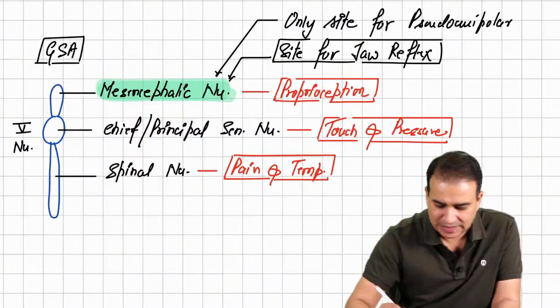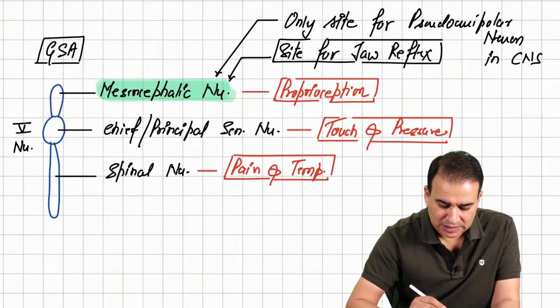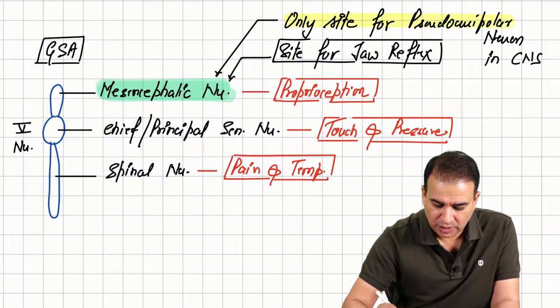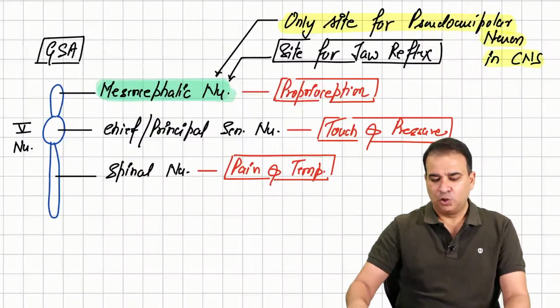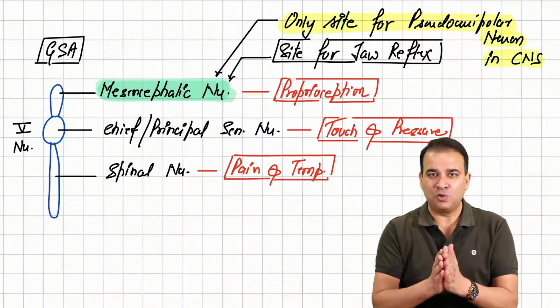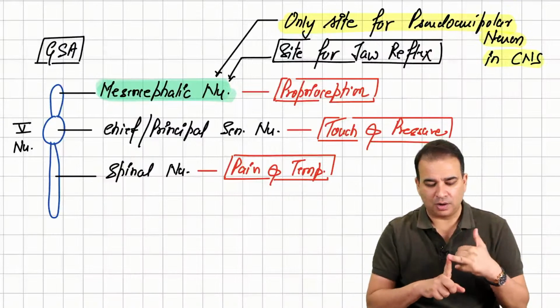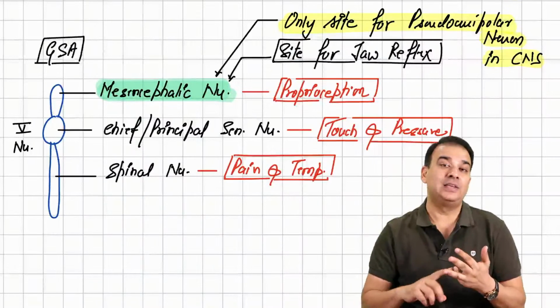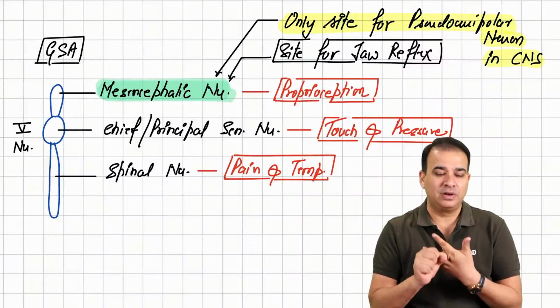It is the only site for pseudo-unipolar neuron, but importantly, where? In CNS. It is the only site for pseudo-unipolar neuron in the central nervous system. So look, multiple questions can be asked on the mesencephalic nucleus. One, it is a site for proprioception. It is a center for the jaw reflex, or you can say masseteric reflex. And it is also the only site for pseudo-unipolar neuron in the central nervous system.